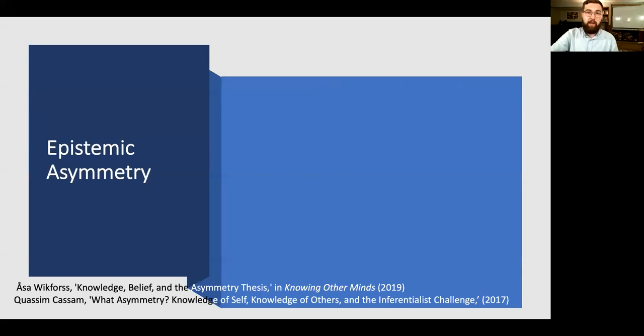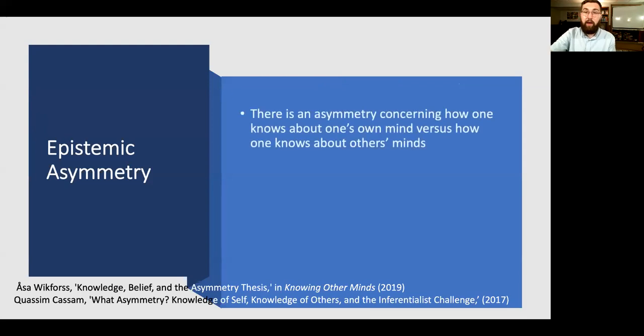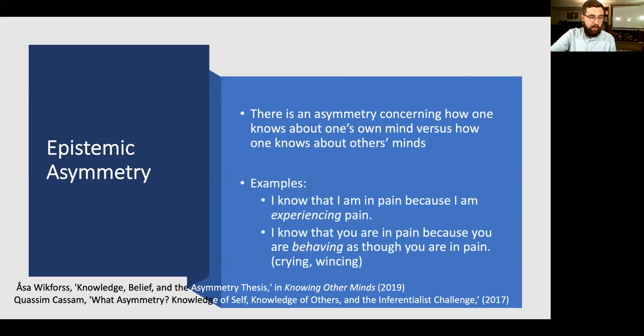There is an epistemic asymmetry. The way I know about my own mind is different than the way I know about others' minds. Our access to our own minds is often direct and immediate. By experiencing pain, I know that I'm in pain. But the way you know about my pain is different. You can hear me shout, ouch, and see me wince, but you can't experience my pain directly.